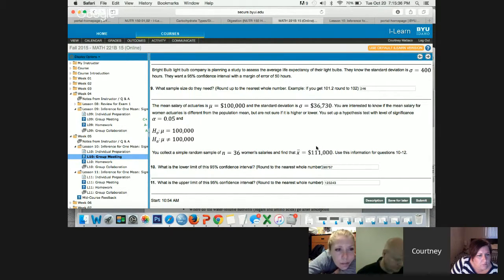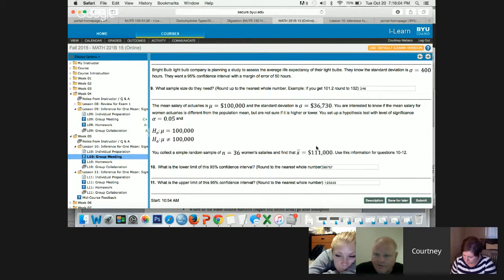So this is when you have n equals z multiplied by the standard deviation, all divided by the margin of error. So you do the 1.96 multiplied by 400 divided by 50, and I got 246. But then you've got to square it. Right, yeah, I always forget the square.